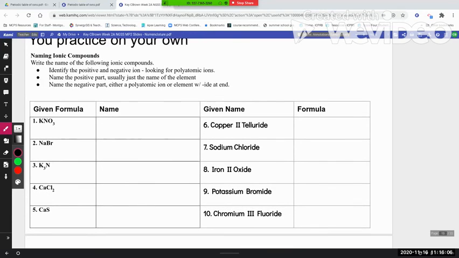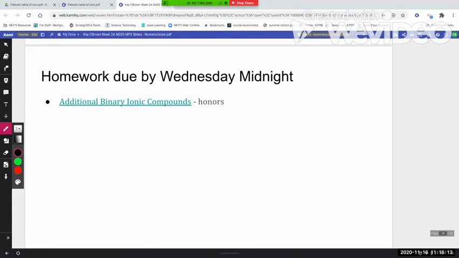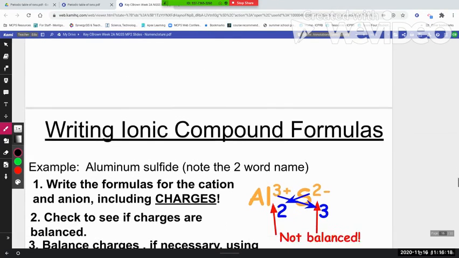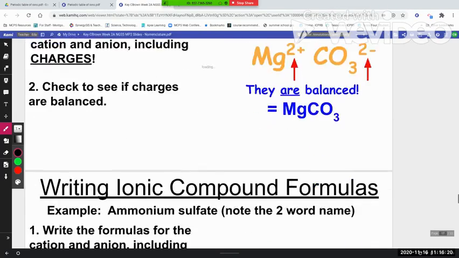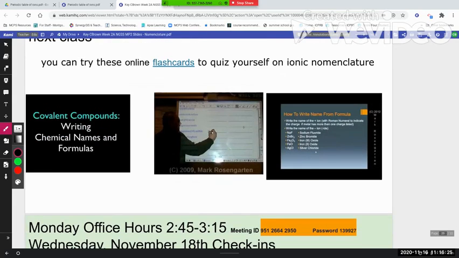So if you can practice these, remind me to review these answers at the beginning of next class. And then your homework is only writing formulas. It's not going backwards, I think. And here's more kind of working you through if you're confused. And then these two videos are on ionic naming. So these are ionic. And you can quiz yourself. And then we're going to learn how to write covalent compound naming.